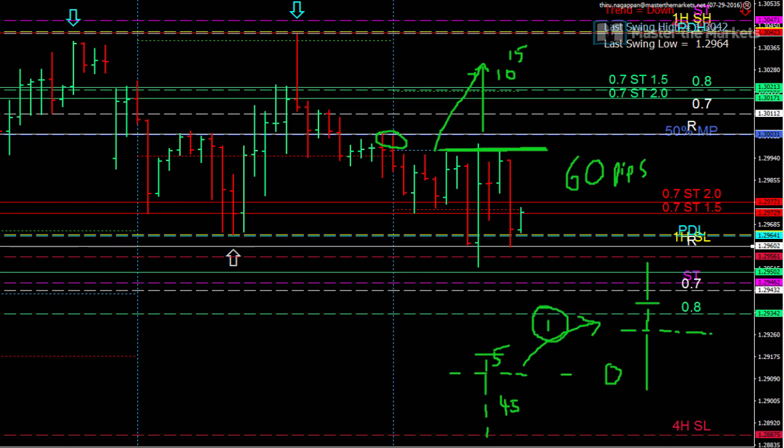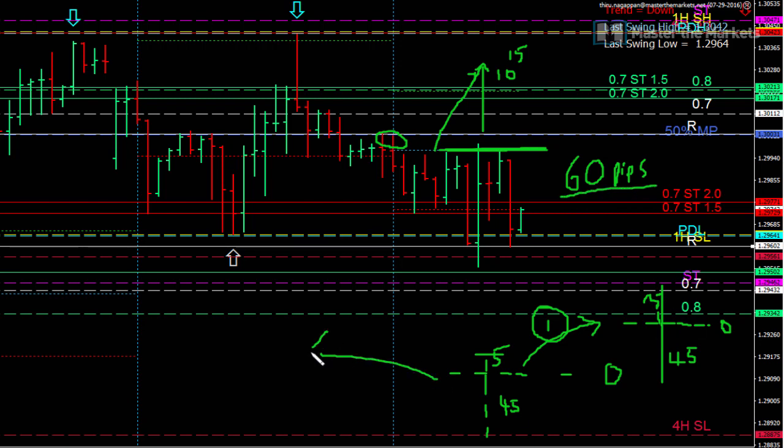Let me draw that once more so that it's much clearer for all of you. We've got the open here, and the 45 pips remains the same. All I'm saying is that it goes up past the 5 pips and then does another 10 more pips, making 15 pips there, with 45 pips to the downside, and then you've got your 60 pip range.